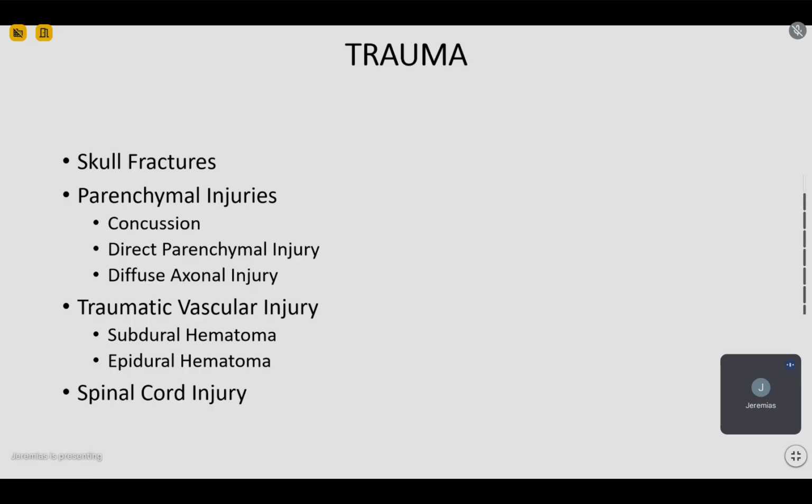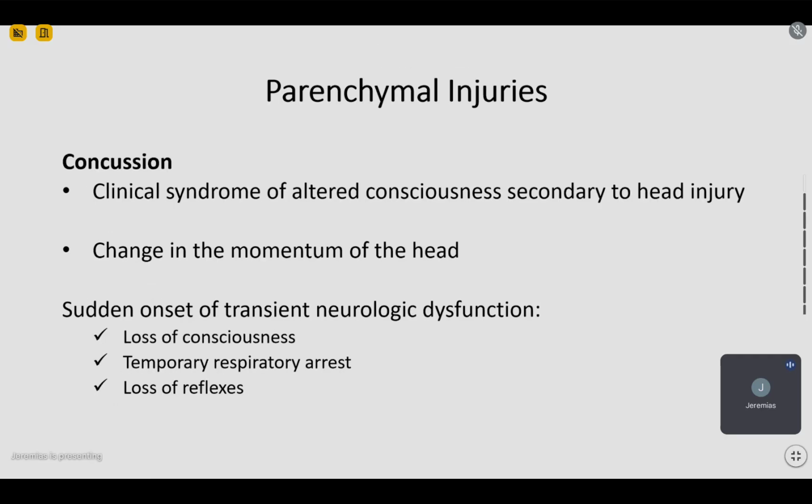So in the clinics or in your rotation in the trauma center like in Soto, it is possible that you will encounter cases like skull fractures, parenchymal injuries, and traumatic vascular injury. So under parenchymal injuries, first we have concussion.